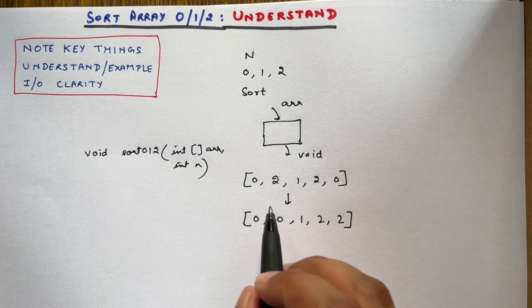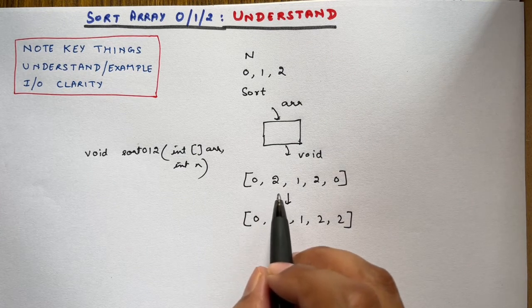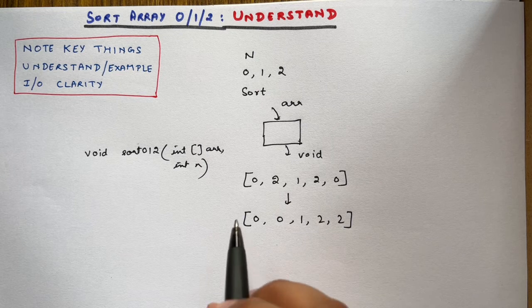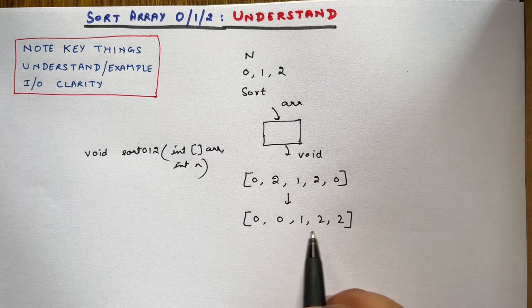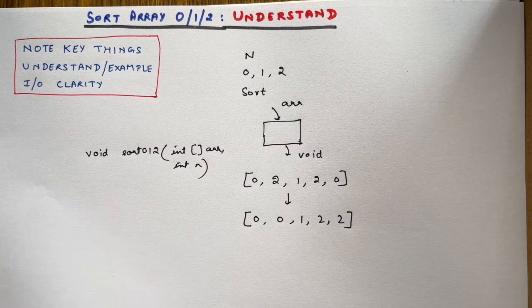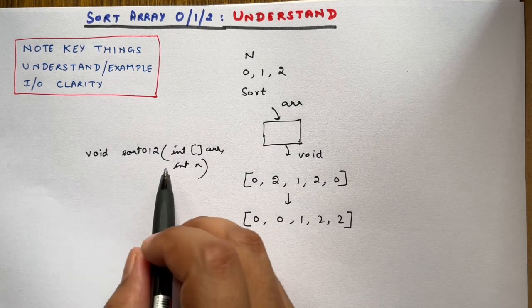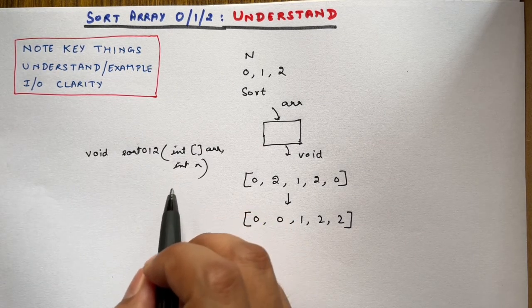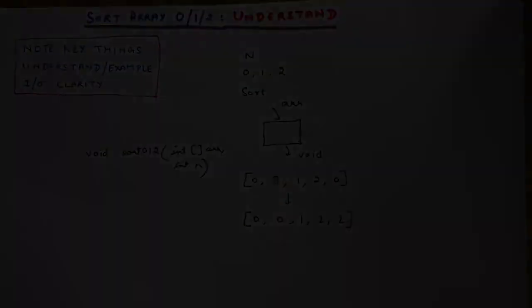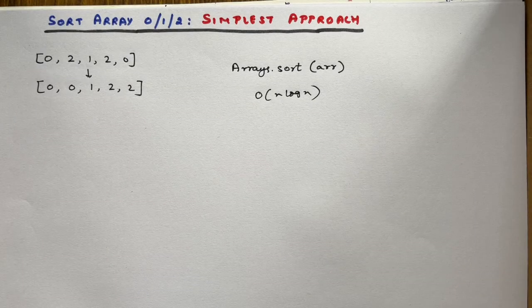If we consider the example here, we have, let's say 0, 2, 1, 2, 0. We have to sort this array and it will become 0, 0, 1, 2, 2. And here is the function signature. It will return void, sort 0, 1, 2, taking the int array and its size. Alright, so let's try solving this.